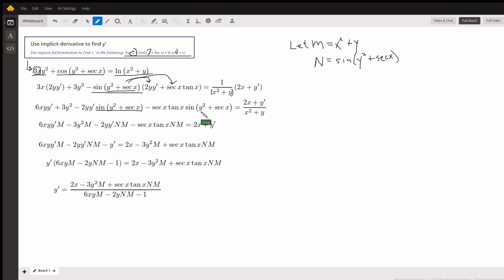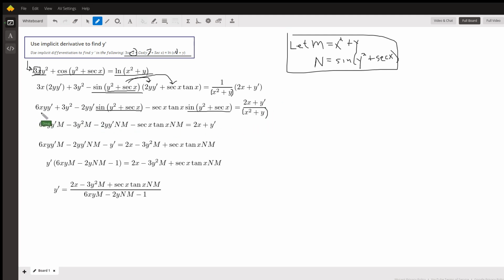There's the sine of y squared plus secant x, the minus sign out front. And then to ease up our work, I'd make these substitutions because I see I'm going to be multiplying every term of this equation by x squared plus y, and I'm going to call that M, to clear the equation of fractions.